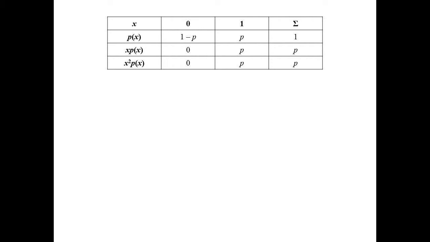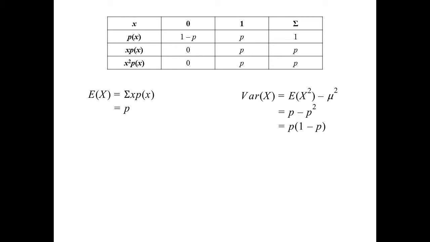So to work out our expected value and our variance, first we need our x p(x) row. So we'll multiply the probability of x with x. And we need our x squared p(x) row. That'll help us with variance. So expected value, that's the sum of the x p(x). And we can see that simply adds up to p. So what we expect to happen is p. The variance, well, that's going to be the expected value of x squared minus the expected value squared. So p minus p squared. And that's where we get the p(1 minus p).